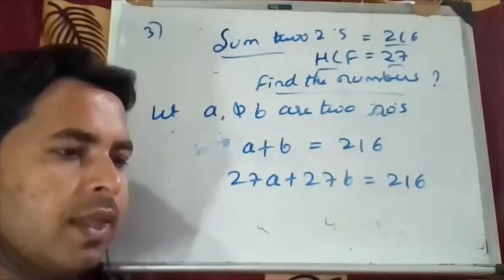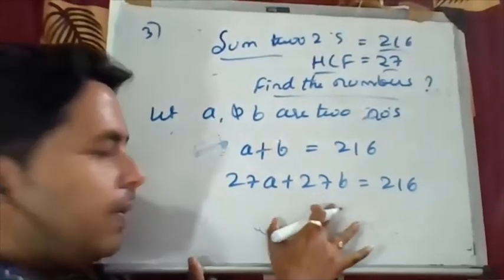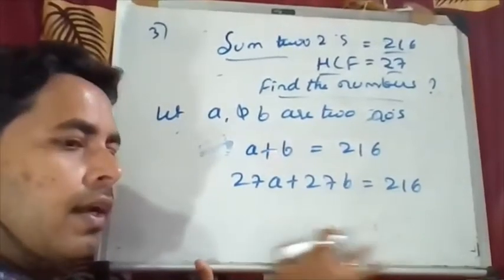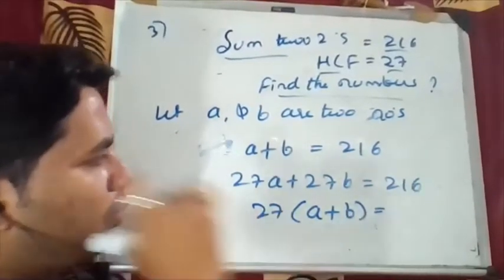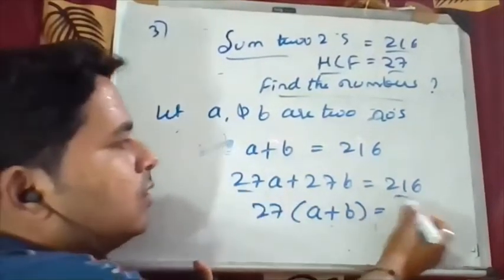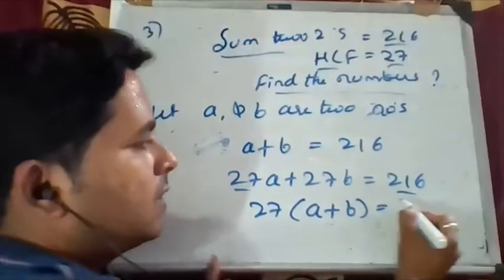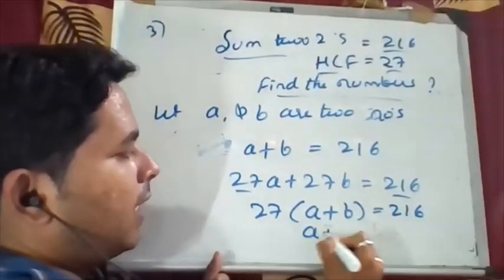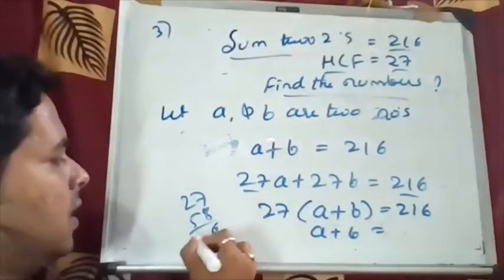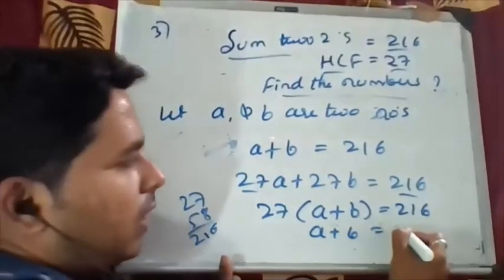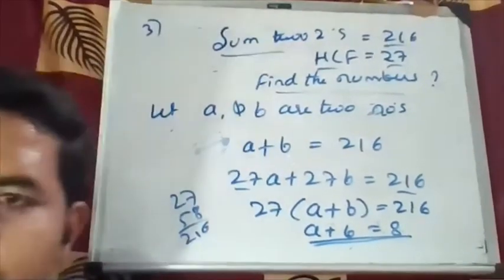Now what we have to do? Take 27 as common. If you take 27 as common, A plus B. So if you divide 27 and 216, both divide by 9, and then both divide by 3. If you divide 216 by 27, you will get the answer: A plus B is 8.